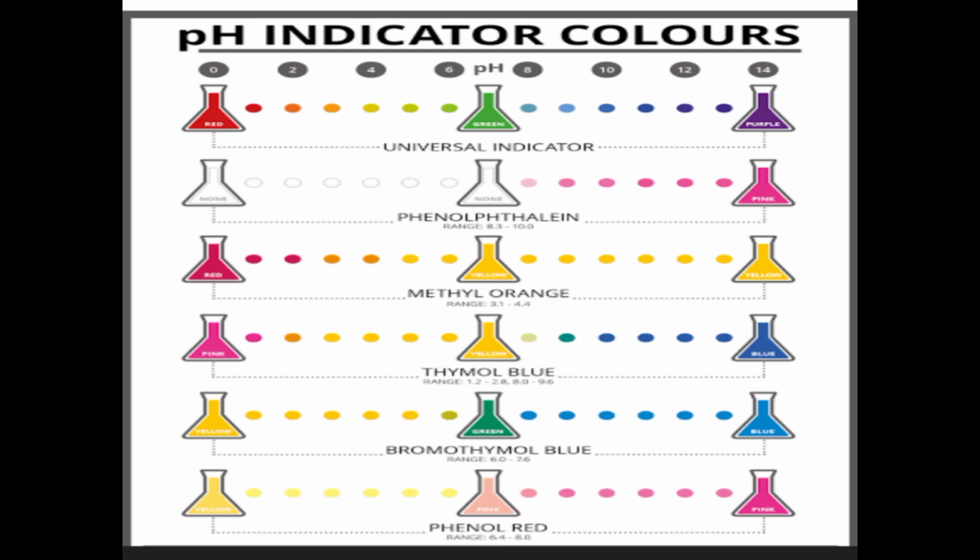If you notice, when it is in a basic media, you observe different shades of blue. Look at pH 8, it is a light blue, pH 10 is blue, then the color begins to change and eventually changes into purple. And then looking at it in acidic media, also look at the various colors and the various shades of these colors too.